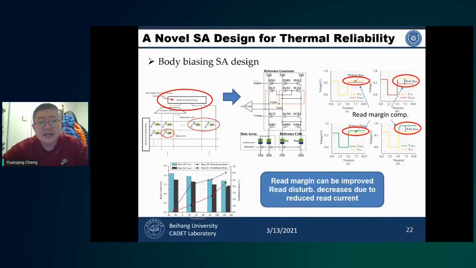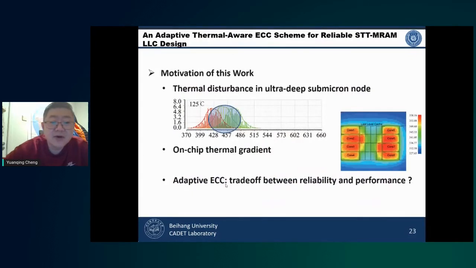After we investigate the thermal impact on the STT-MRAM design, we also find another very interesting problem: because the TMR decreases with the temperature, it has a very severe read disturbance problem. But at the same time, as the thermal stability decreases, it becomes much easier to write data into the MTJ.